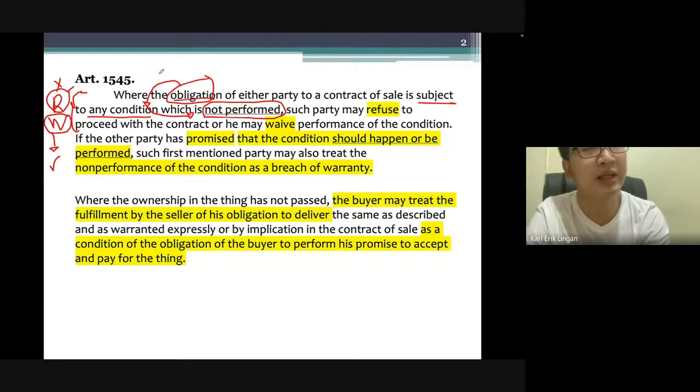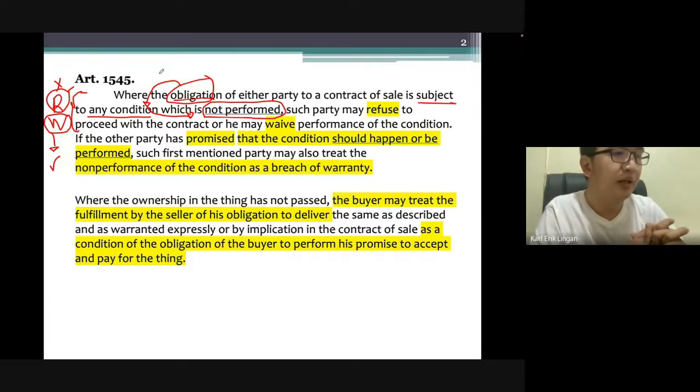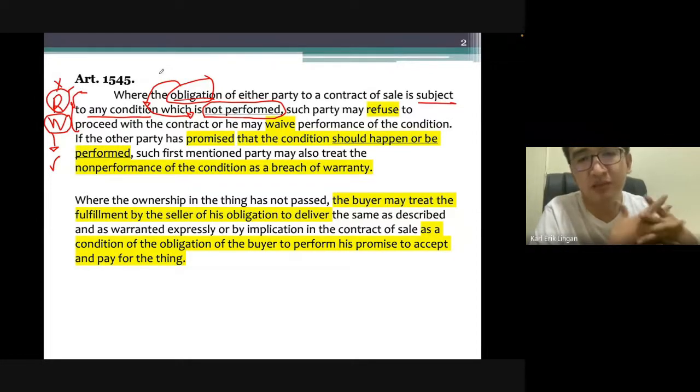So, one of the parties can either refuse to proceed with the contract, malamang kasi nga doon naka-rest yung obligation. Kung hindi nangyaring condition, walang contract. Let's say, for example, I will sell to you my car for 500,000 pesos. I will sell to you my car with a discount of 500,000 pesos if you pass the bar or if you pass the board exam. If you pass the CPA board exam. So, may condition, diba? One of the conditions is if you pass the CPA board exam.